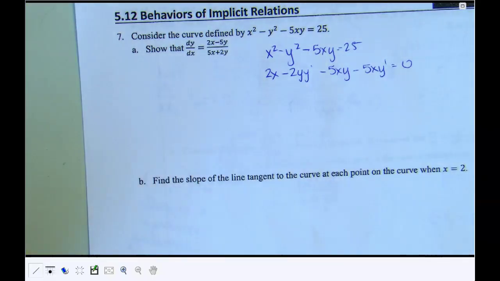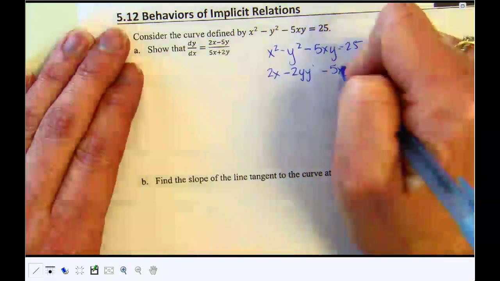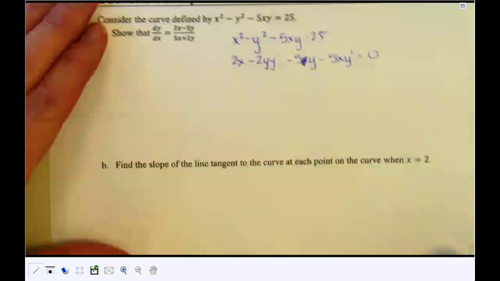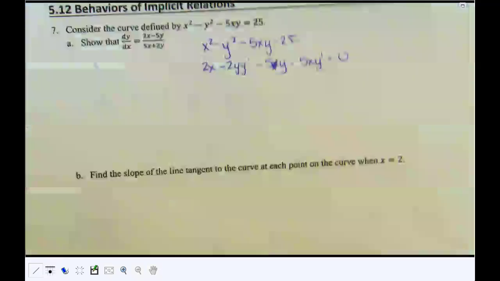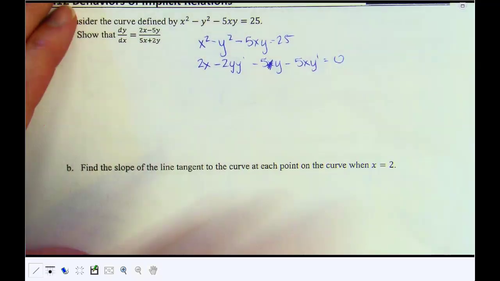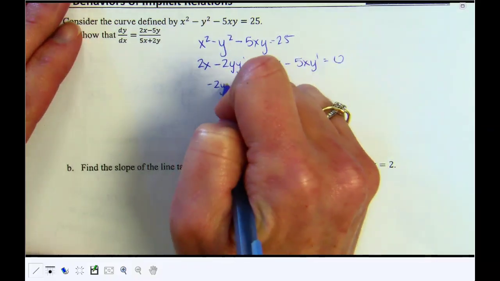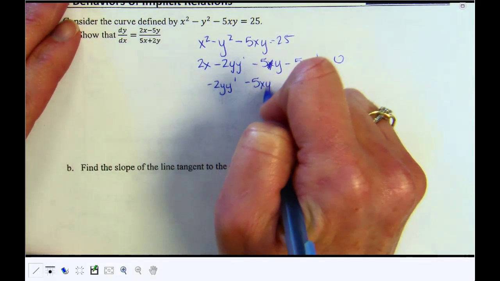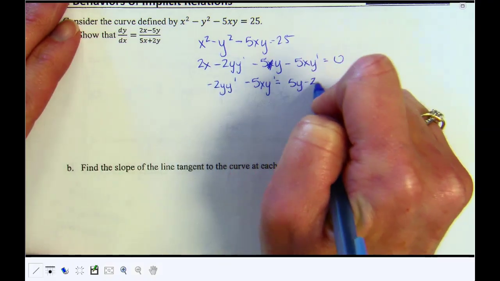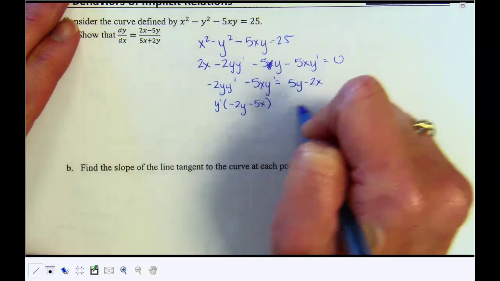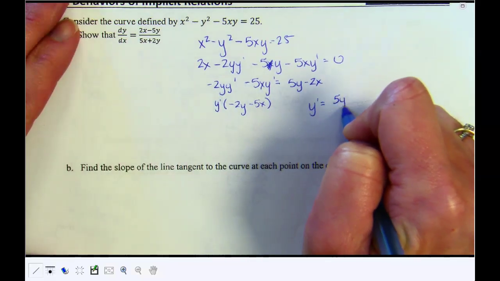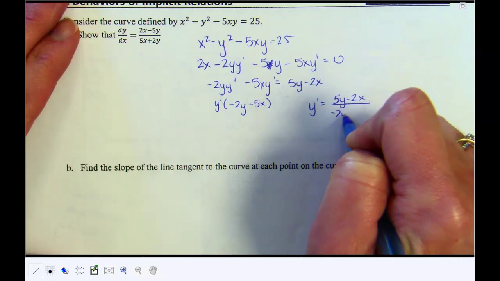Here's where you would want to be careful. I moved my y primes, but let's say you didn't move your y primes. Let's say you moved the other things and kept your y primes. So you had minus 2y prime minus 5xy prime equals 5y minus 2x. Pull out your y prime and you have negative 2y minus 5x. Then you divide and you get y prime equals 5y minus 2x over negative 2y minus 5x.